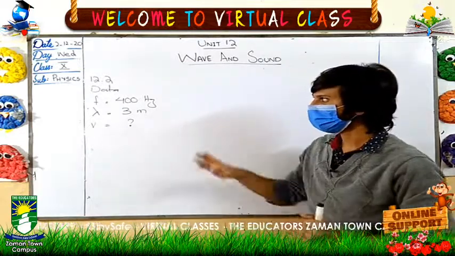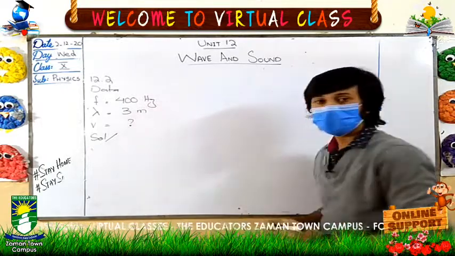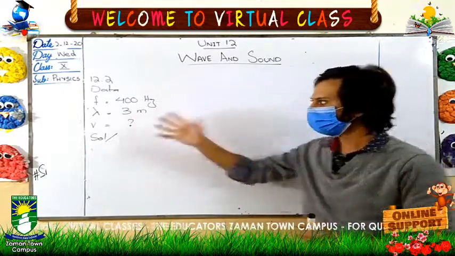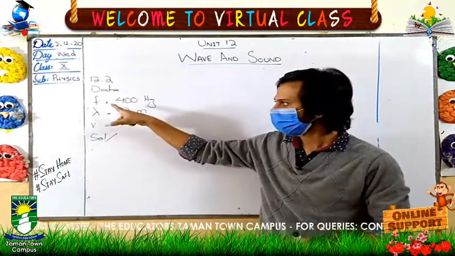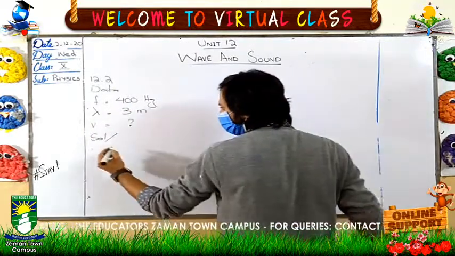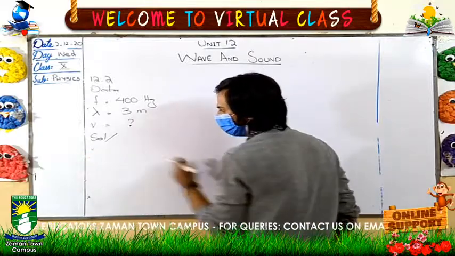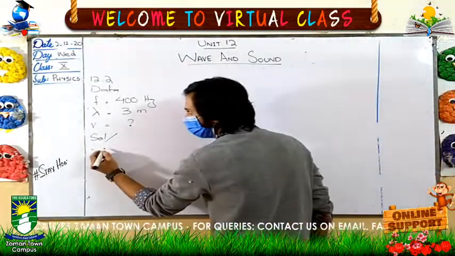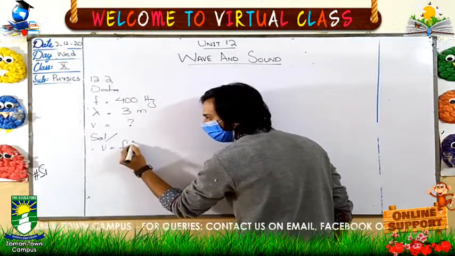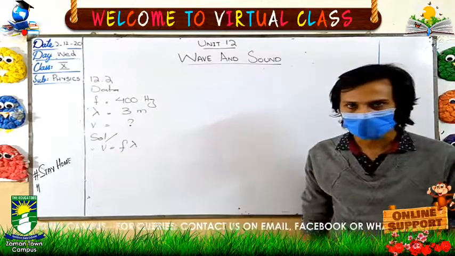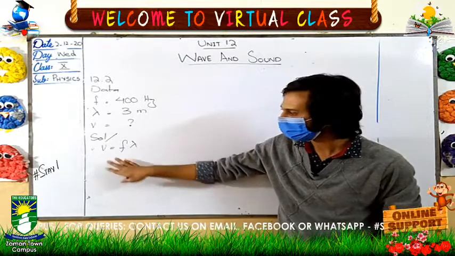Okay, now solution. So again, first of all, we have to think of the relation, which is the formula between these three terms. As I did at the end of the previous topic, that was wave speed. So what was the formula? Wave speed is equal to frequency into lambda. It means wave speed is equal to frequency multiplied by wavelength. This is the relation.